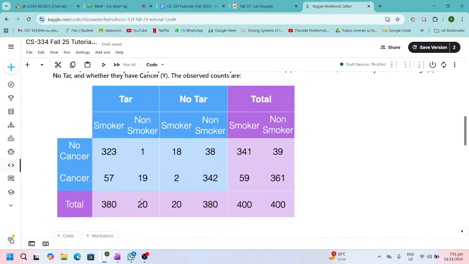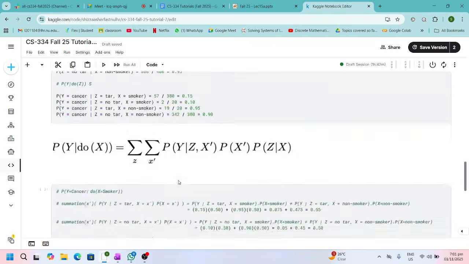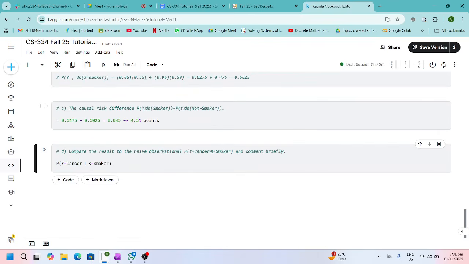So where will we get total smokers from? 380 are smokers here and 20 are smokers here. So you have 400 smokers in total. How many of these have cancer? 57 plus 2, which is 59. So this will be 59 divided by 400, which is a very small percentage.